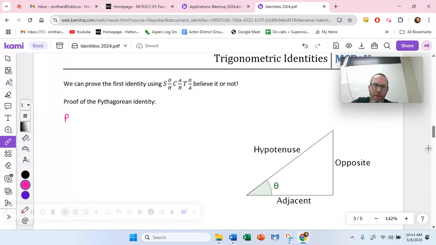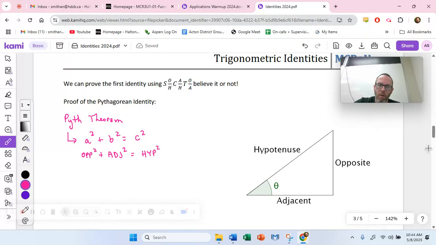What does the Pythagorean theorem say about this triangle? Well, the Pythagorean theorem says that a squared plus b squared equals c squared. That's drilled into you guys. But in terms of a right angle triangle, this is like saying the opposite squared, I'm going to put OPP, plus the adjacent squared is equal to the hypotenuse squared.